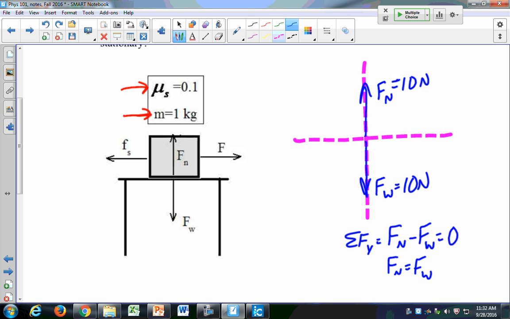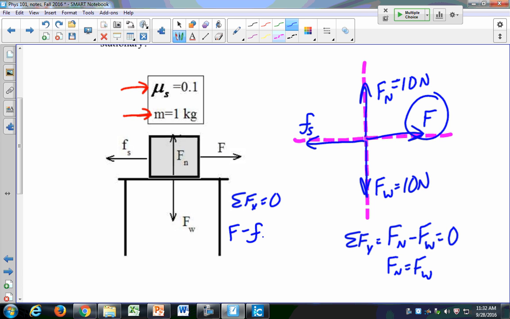And then my force F is over here, and my force Fs is over here. I want to know what F is. I know from the sum of the forces in the X, which are equal to 0, as it states in the problem, it's static, that F minus Fs is equal to ma, but a is equal to 0. So F is equal to Fs.